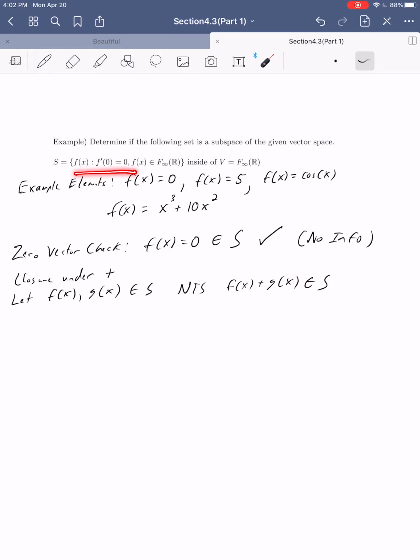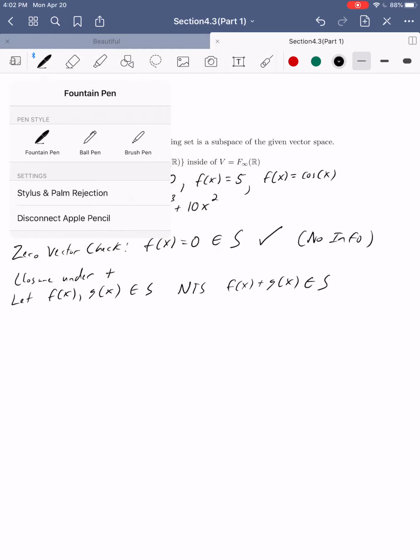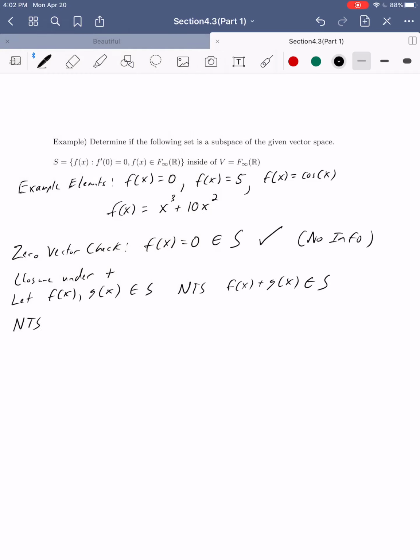To be an element of S, you have to have this property that your derivative at 0 is 0. So what we need to show is that (f(x) plus g(x))' evaluated at 0 is 0. So we need to show that the derivative of this, evaluated at 0, is going to be 0. So let's try to do that. (f(x) plus g(x))' at 0.